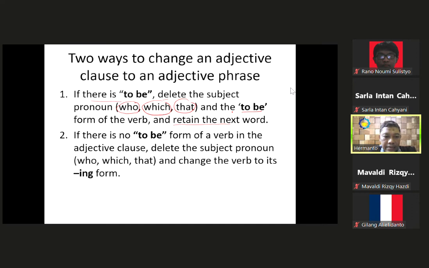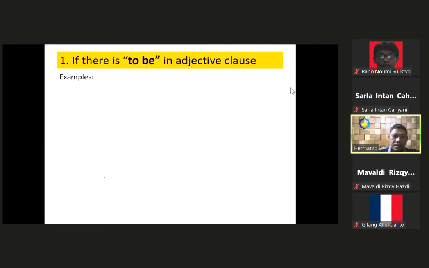And the second way, if there is no to be in the adjective clause, you just delete the subject pronoun who, which, that. You remove them and change the verb into ing form. Okay, now let's see one by one. If there is to be in the adjective clause.